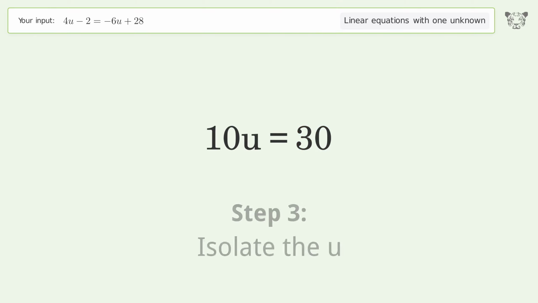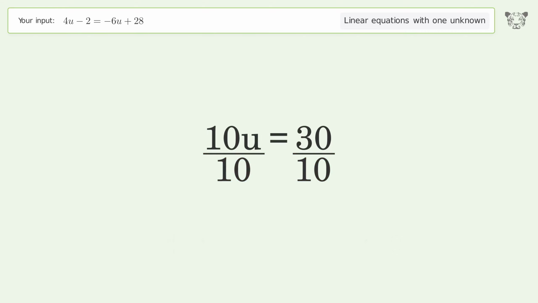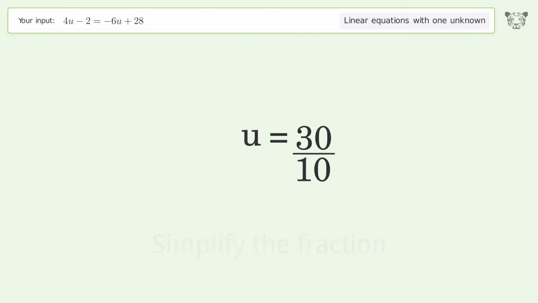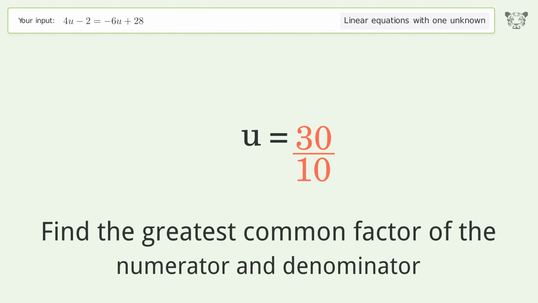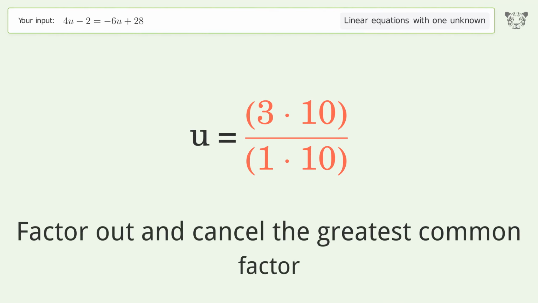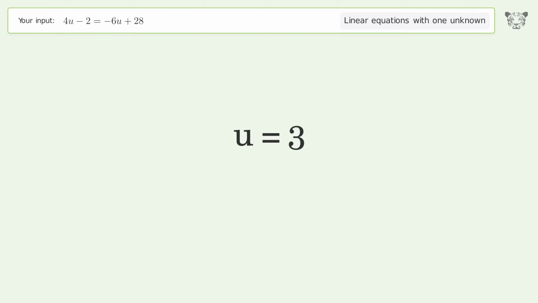Isolate the u. Divide both sides by 10. Simplify the fraction. Find the greatest common factor of the numerator and denominator. Factor out and cancel the greatest common factor. And so the final result is u equals 3.